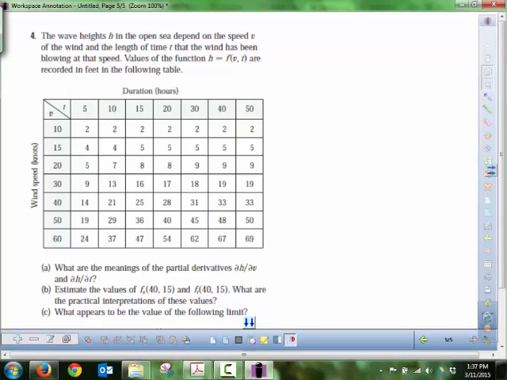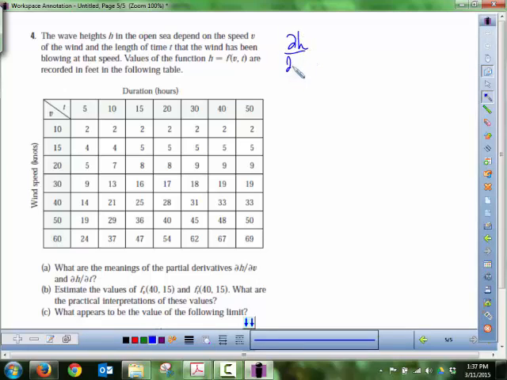What are the meanings of the partial derivatives dh/dv? So this is your function. Instead of calling it df/dv, they call it dh/dv, dh/dt. So you'll get used to the notation eventually. They want both, but let's do v first. What's the meaning of this? Let's try to use words to describe this. What's dh/dv? This is the partial derivative of h with respect to v. But in terms of h being the height of the wave, v being the velocity of the wind, and t being the length of time that the wind has been blowing, what is dh/dv?